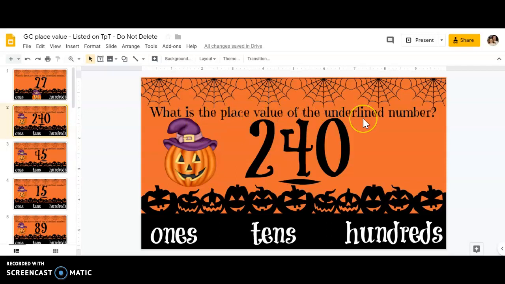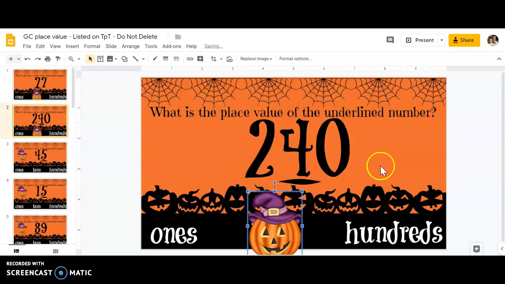What is the place value of the underlined number? We have 240 as our number, and then I have an underline under the number 4. I have to figure out what place value that's in. Starting from the last number I see, I can go ones, tens, hundreds, and I know my 4 was in my tens place. So I'm going to click and drag my pumpkin and put it over top of the tens place value.